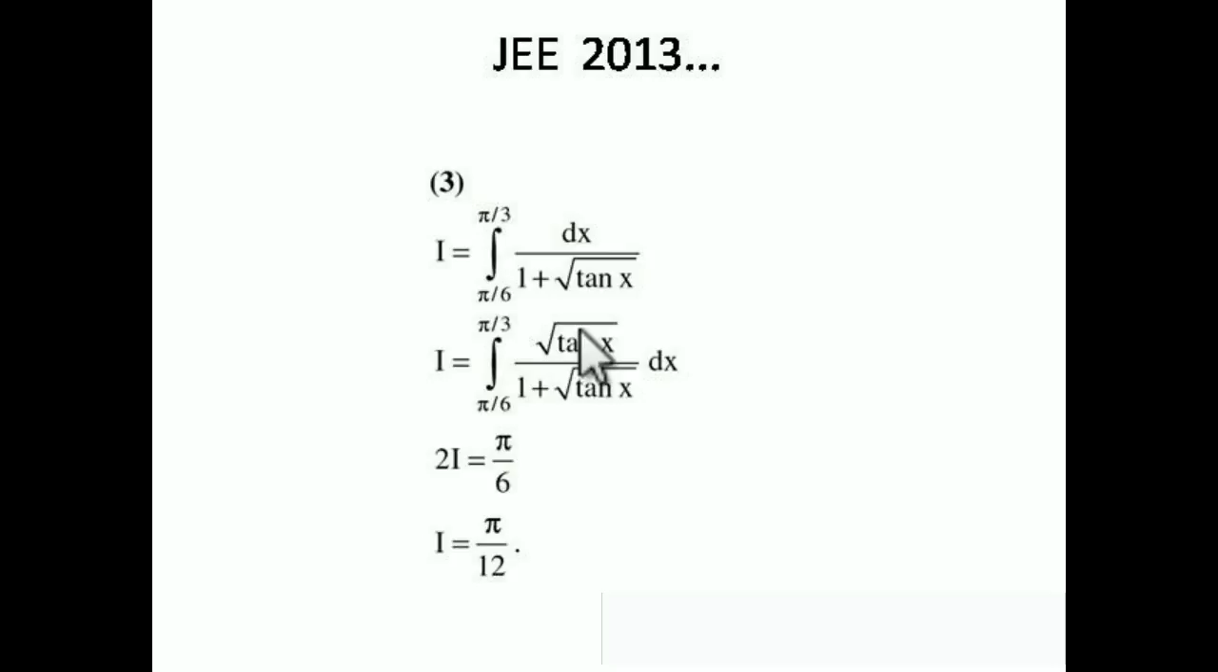Then we have to put the upper limit, then minus the lower limit. So first I put pi by 3 minus pi by 6. Pi by 3 minus pi by 6 is equal to pi by 6. So 2I is equal to pi by 6. So I is equal to pi by 12.